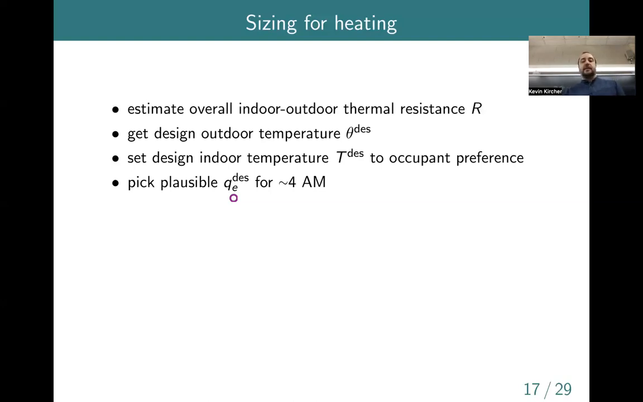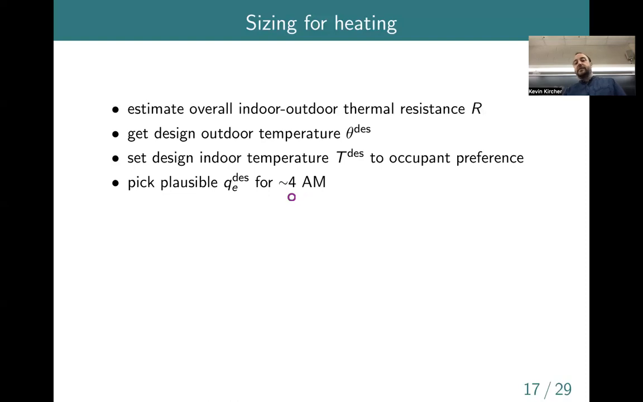So this is what you're getting from the sun, potentially, from body heat, from electronics, from lights, all that stuff. And you want to pick that for heating design. You want to pick it to roughly correspond to the coldest hours and times of day, which are typically in the very early morning, so around 4 a.m. So that's kind of nice because you can forget about sunlight. Sun's not going to be up at 4 a.m. in the middle of winter.